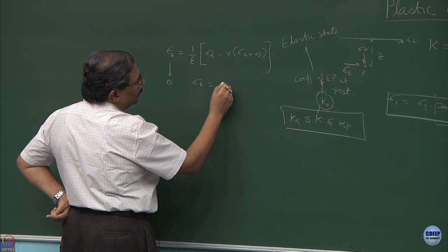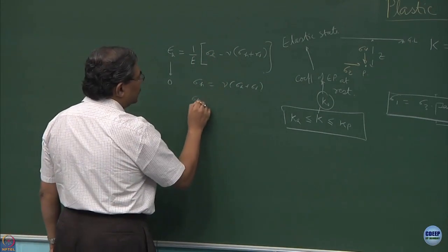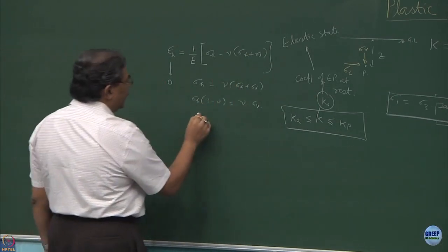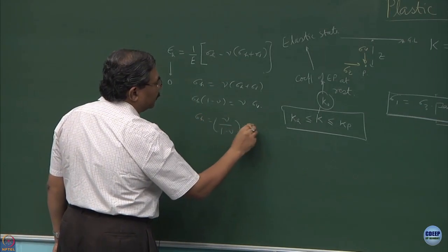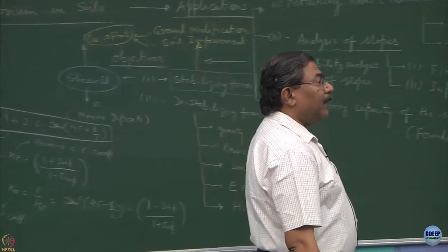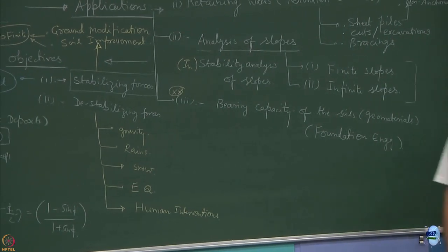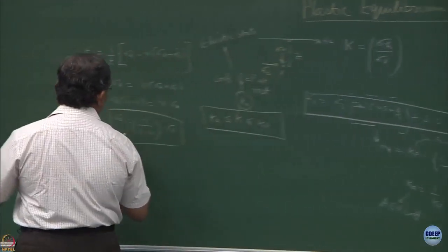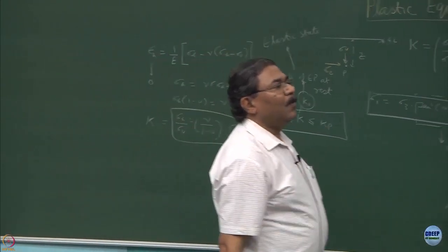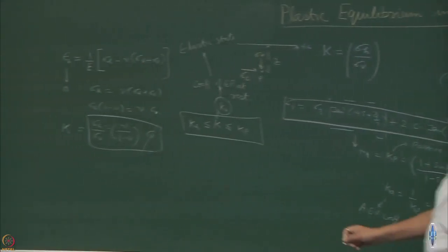Sigma h will be equal to mu times sigma h plus sigma v. That means, I can write this as sigma h into 1 minus mu equal to mu into sigma v. In other words, sigma h equal to mu over 1 minus mu into sigma v. So, this I have derived, and what it gives me is a way to relate the state of stress existing in the material at its elastic equilibrium, where Poisson's ratio is involved. Sigma h upon sigma v, I can write as equal to K. So, very intelligently we have derived a relationship for the K parameter using the Poisson's ratio. This relationship is normally utilized to obtain the K parameter.